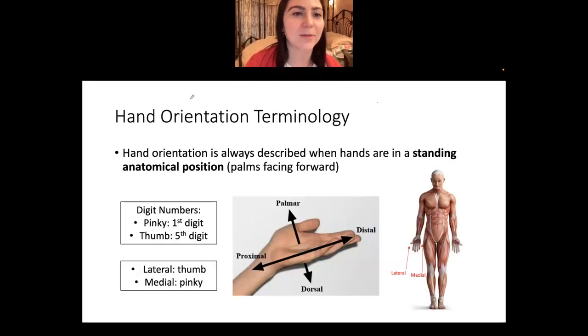All right, so before we get started, there's some orientation stuff to get used to when it comes to all these muscles that we're going to be talking about. But the hand, especially, I think is confusing, so I wanted to give it its own slide before we dove in. Hand orientation is always described when the hands are in standing anatomical position. So this is your anatomical position, standing.